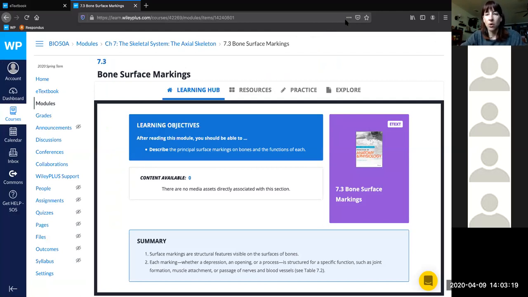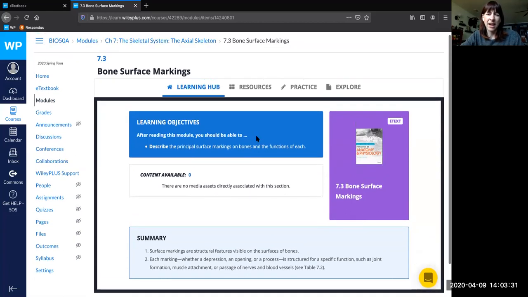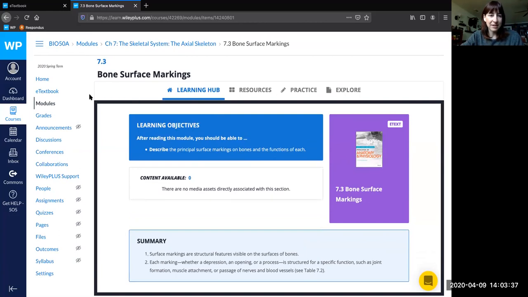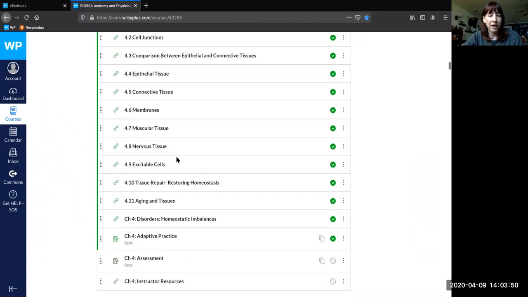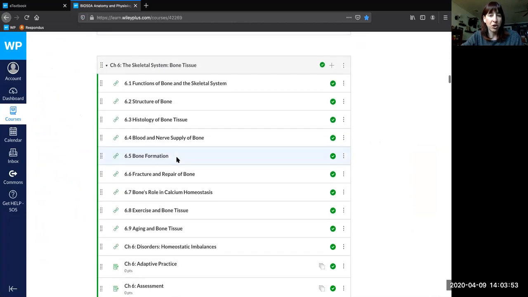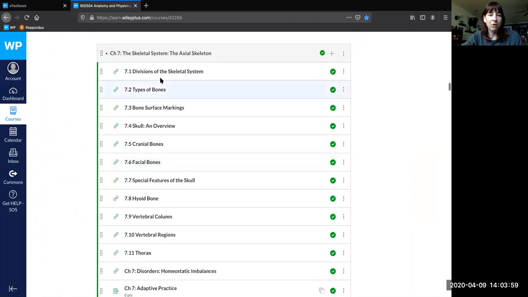So, I also would like to point out some of the resources in Wiley Plus that I think would be super helpful for you at this point and at all points. I should have pointed this out to you a long time ago, but basically, if you're looking at any of the modules, you go home on Wiley Plus, go down to whatever you want to study. So bone tissue from Tuesday, and then for today, we've got the axial skeleton, which is chapter 7. We've got all of these different sections.